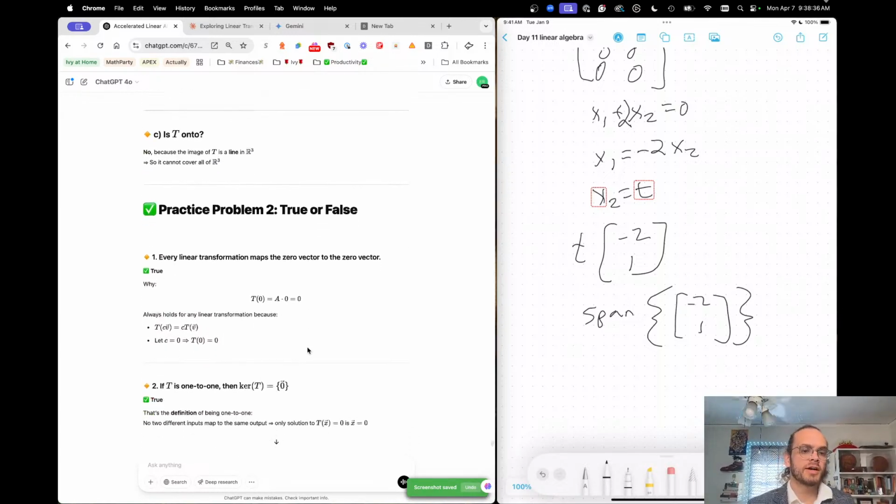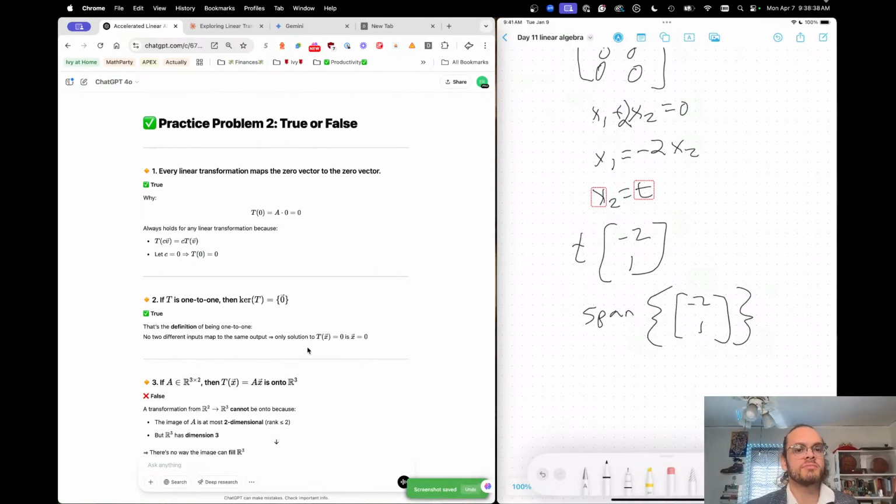Whew. Practice problem 2. Every linear transformation maps the 0 vector to the 0 vector. True.